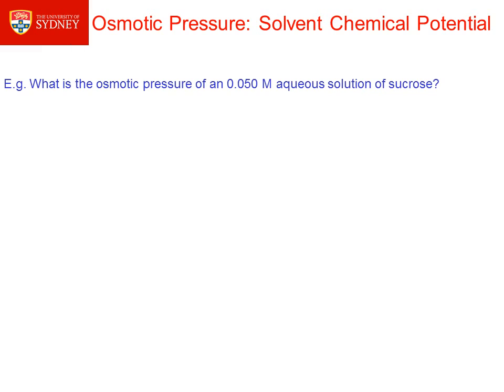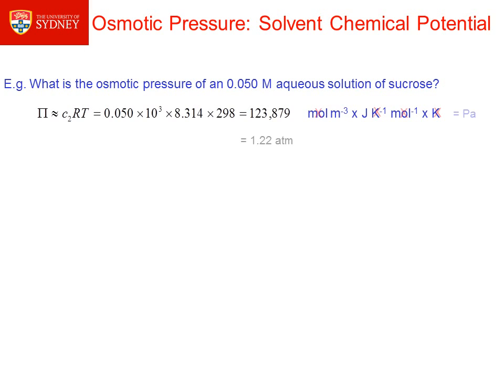First, what would be the osmotic pressure of a 0.050 molar aqueous solution of sucrose? Using the approximate expression, pi equals concentration times RT, 0.050 molar gets converted into moles per cubic metre, SI units. Gas constant in SI units and temperature 298 gives us 123,879 moles per cubic metre times joules per Kelvin per mole times Kelvin. Once again gives us pascals, and that can be converted into 1.22 atmospheres.